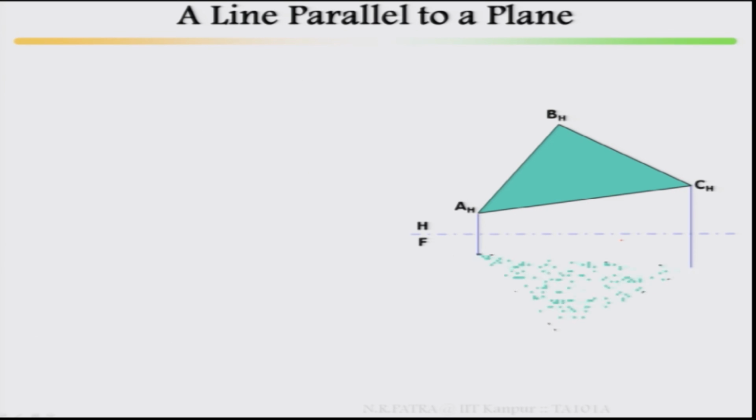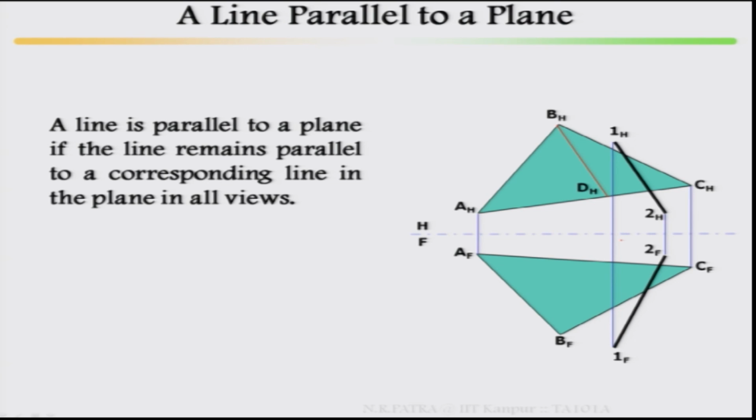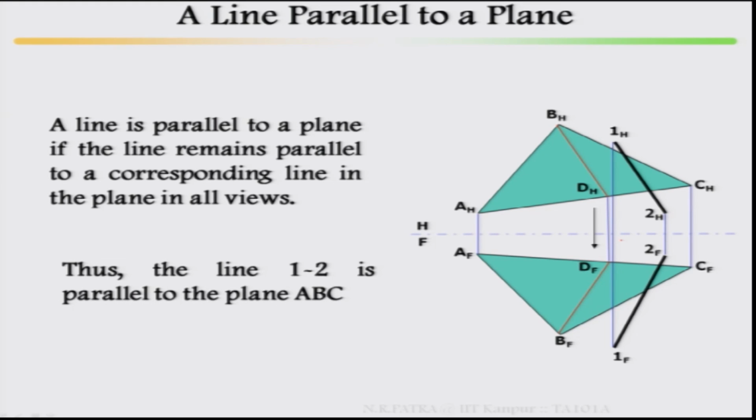A line parallel to a plane. A line is parallel to a plane if the line remains parallel to the corresponding line in the plane in all views. See, thus line 1, 2 is parallel to plane ABC because it remains the same in both views.